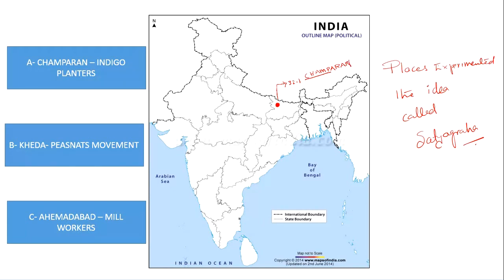Same way, let's go to the second one. Kheda is where Gandhiji fought for the peasants' movement or peasants' issue. Roughly, you can locate this region, this area. Be careful when you locate, and let me mark it as 32.2, and I will write here Kheda.